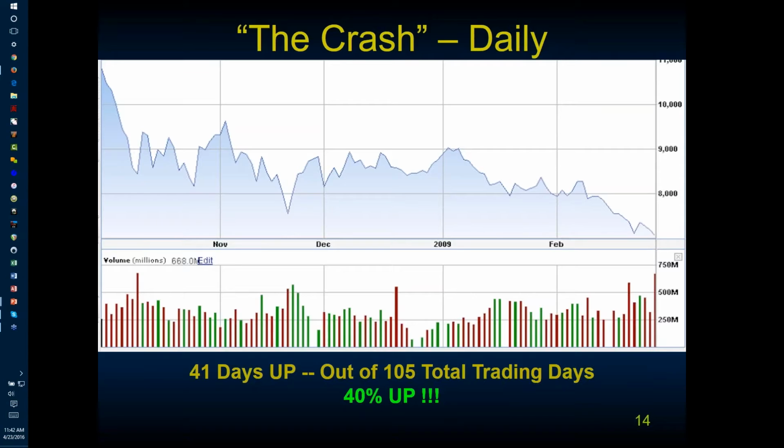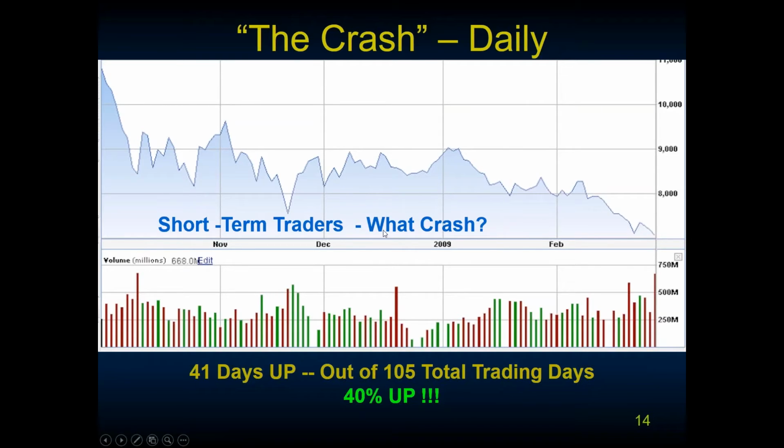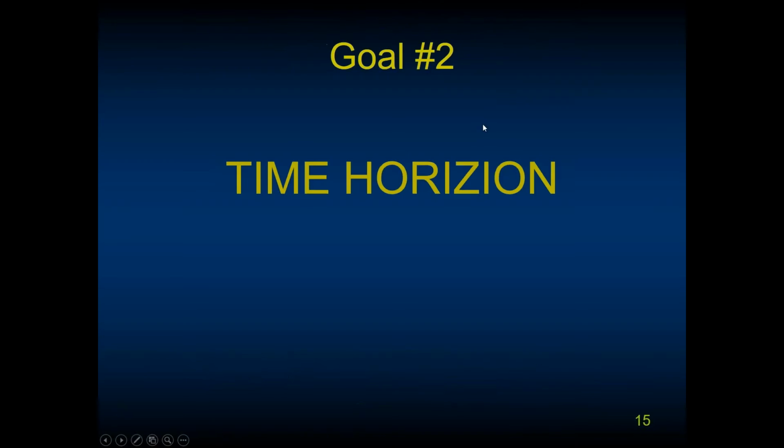The point being that if you engage on a daily basis, that seems to be, at least in our opinion, the correct amount of engagement. Letting things slide for days and weeks at a time just isn't moving quickly enough to take advantage of the way the modern market works. And even in the worst situation imaginable, there were 41 days out of 100 to make money. And what we say is, what crash? On a daily basis, there wasn't much of a crash.